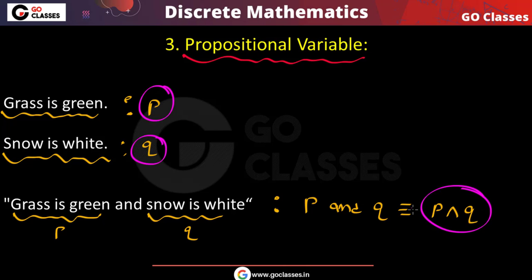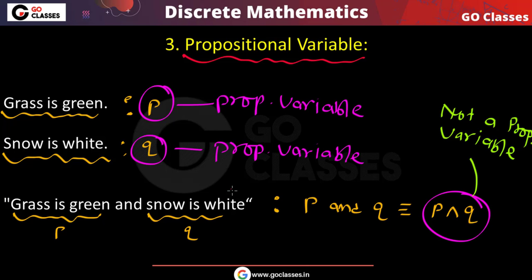But p and q is not a propositional variable, because p and q are the propositional variables, while this is not. So p is a propositional variable, q is a propositional variable, and this is p and q. This is not a propositional variable, this is basically a composition of two variables p and q.